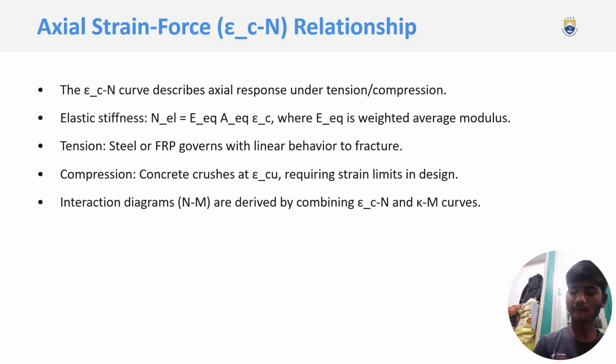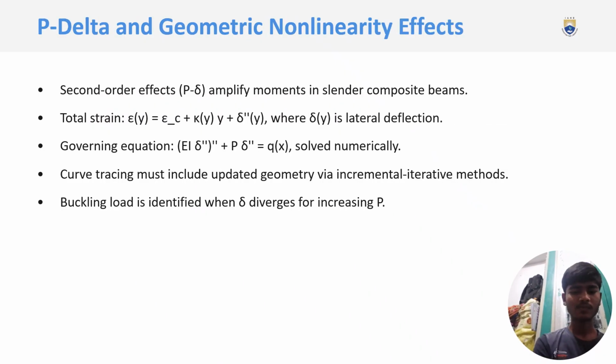Interaction diagrams. P-delta and geometric nonlinearity effects. Second order effects, P-delta, amplify moments in slender composite beams. Total strain epsilon of y equal to epsilon c plus k y plus a term due to lateral deflection. Curve tracing must include updated geometry via incremental iterative methods. Buckling load is defined when the stiffness vanishes.